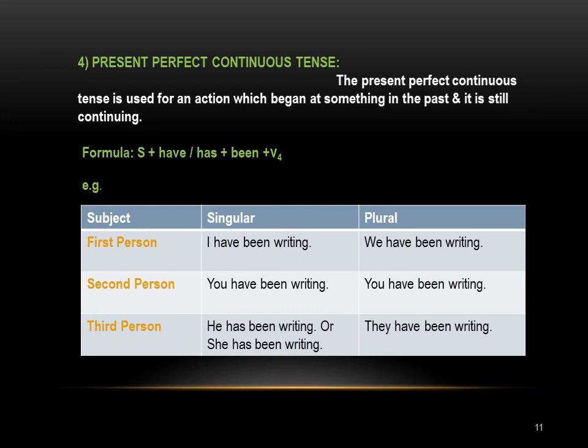Next, plural. They have been writing. They is plural, right? Third person plural is they. They means the subject. Have been. As per our formula, they have been writing. Writing we use for V4. V4 means the present participle form of the verb.